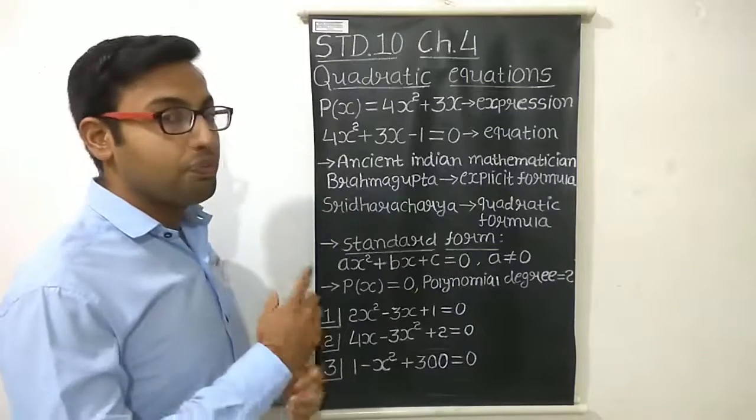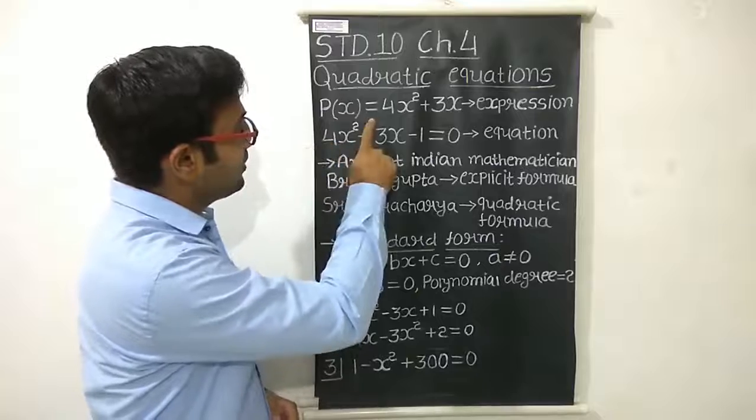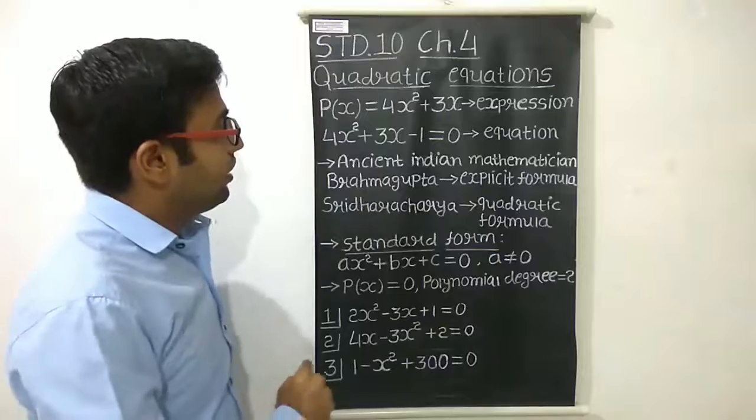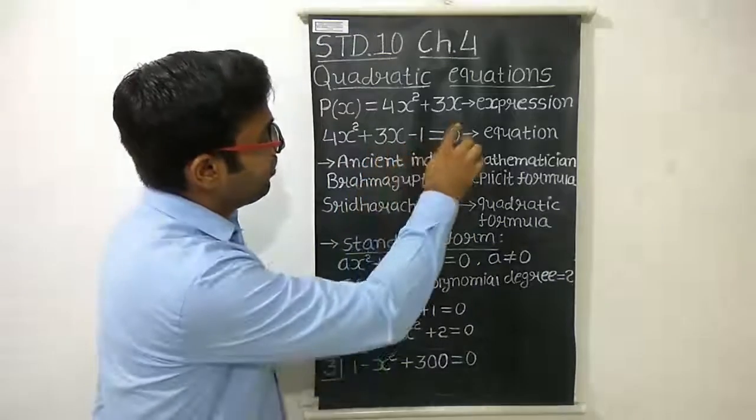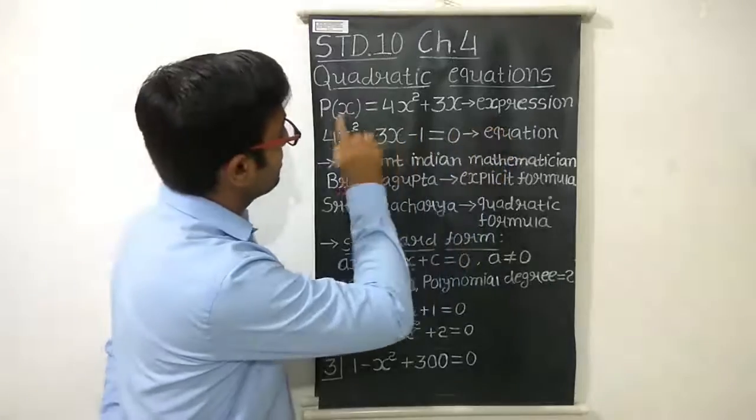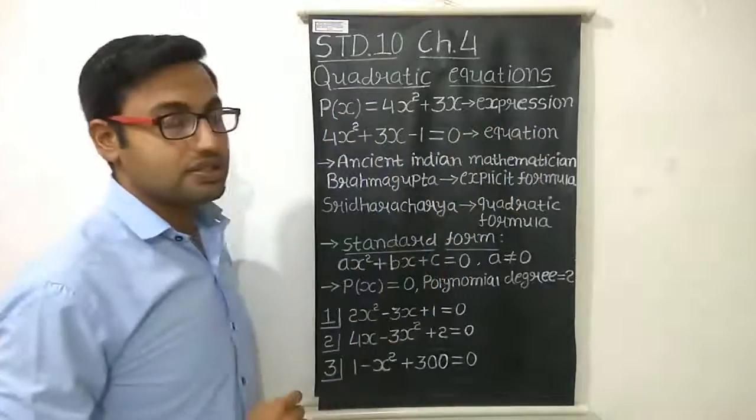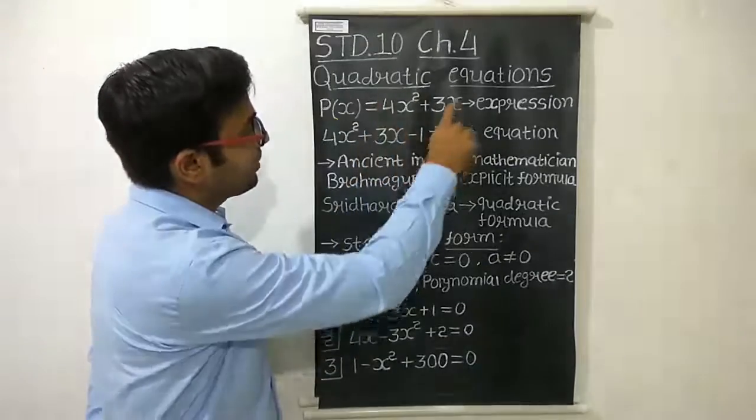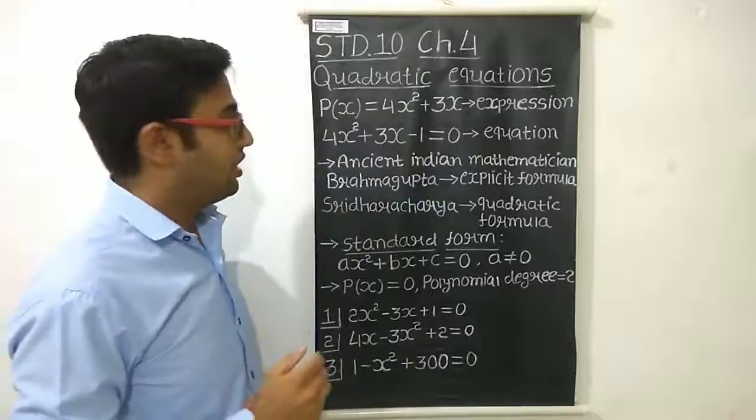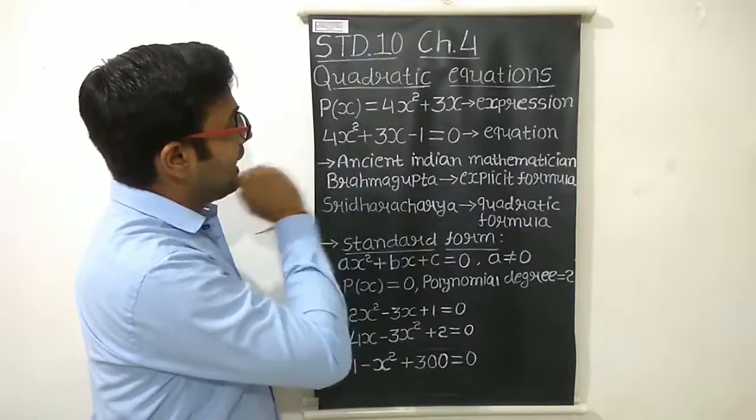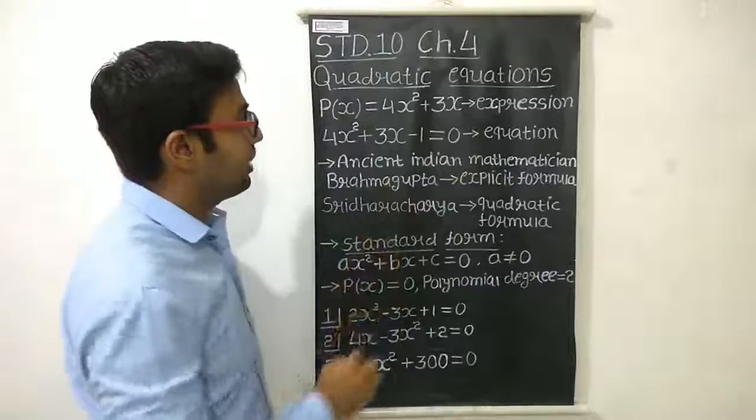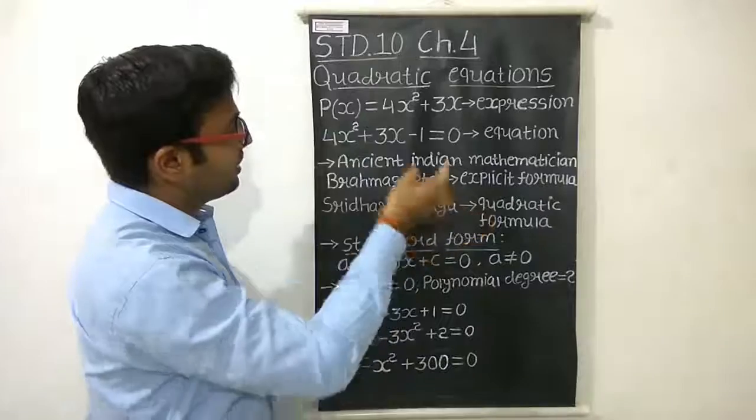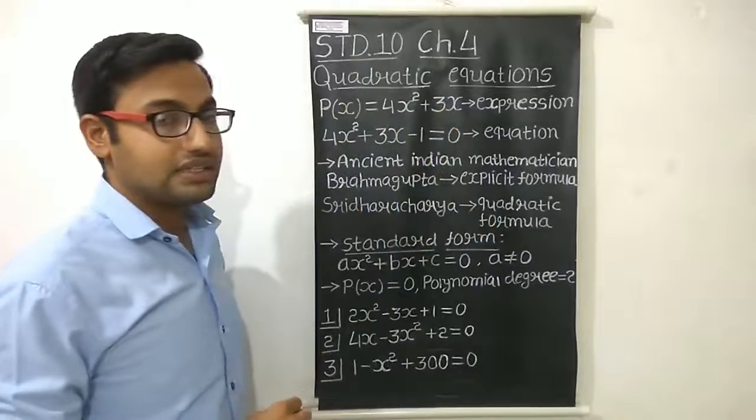Let's suppose there is a polynomial p of x is equal to 4x square plus 3x, right? This is one type of what we call polynomials as expressions. Why expressions? Because the value of this 4x square plus 3x is not fixed. If we change the value of x, we will get a different value; as we change the value of x, we get a different value on the right hand side.